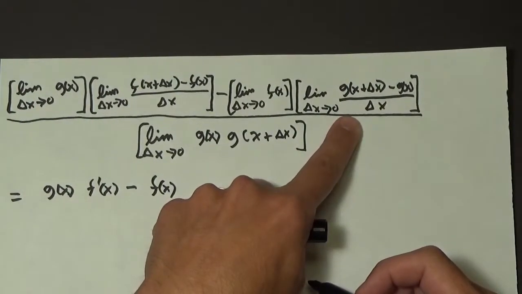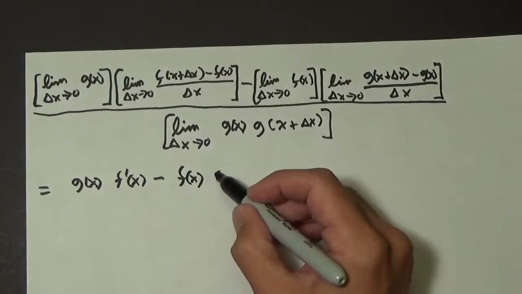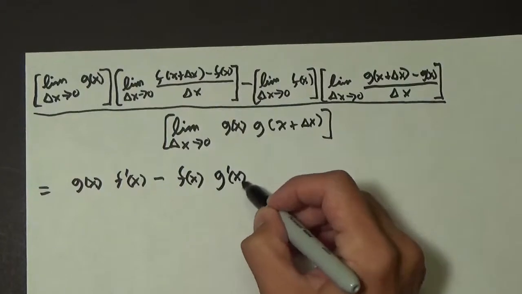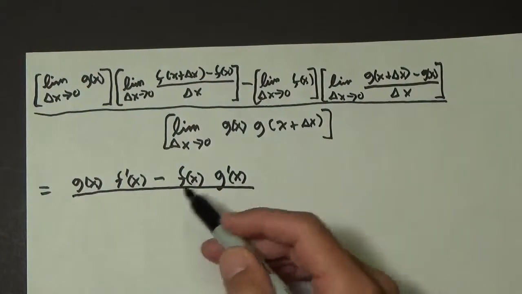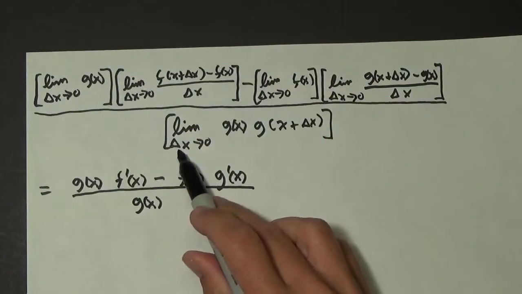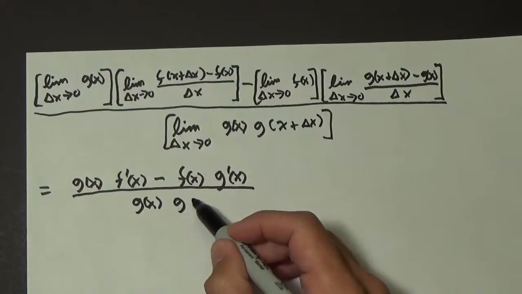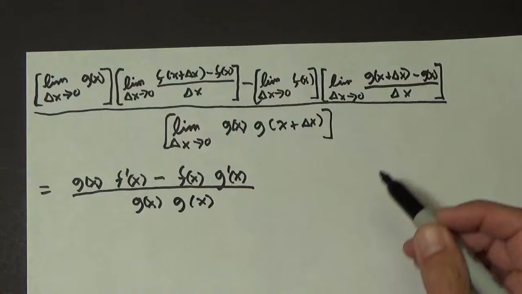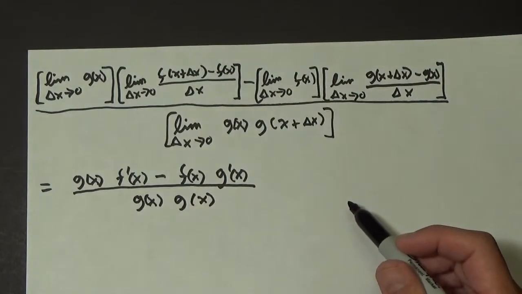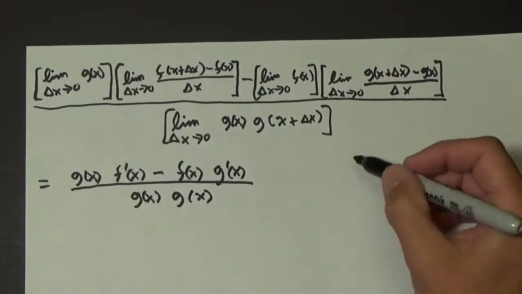Okay, this here, the limit as delta x approaches 0 of g of x plus delta x minus g of x over delta x, that's the definition of the derivative of g of x. Okay, and then this is all going to be over g of x. So as we substitute in delta x for this, we get g of x and g of x. This x plus 0 is just x. Alright, so there is our quotient rule.